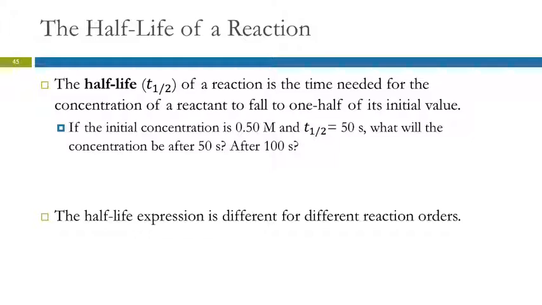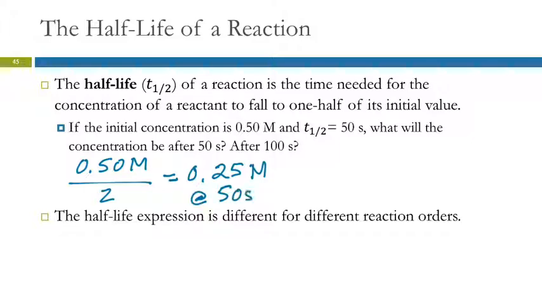And so if we've got an initial concentration of 0.5 and a T1/2 of 50 seconds, what would the concentration be at 50 seconds? Well, 50 seconds is the half-life. At 1 half-life, you cut the initial concentration in half. So 0.50 molar, 1 half-life, we're going to just divide by 2. So the concentration is going to be 0.25 molar at 50 seconds.